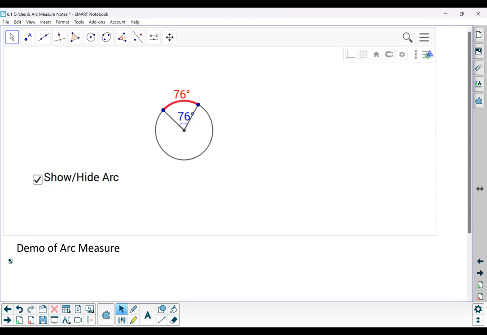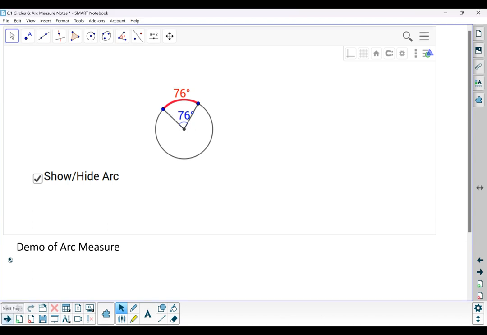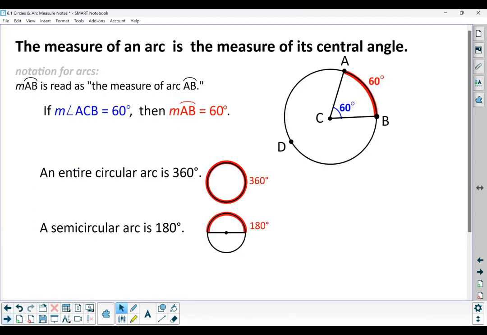So arc measure is in degrees. So an entire circle would be a 360-degree arc. A semicircle would be a 180-degree arc. And whatever that central angle is, if it's 60 degrees like in this diagram, the measure of arc AB would also be 60 degrees. So as we work with these circle diagrams, we're going to make use of diameters a lot when we have them. And we'll make use of this idea that the entire circle is 360 degrees.